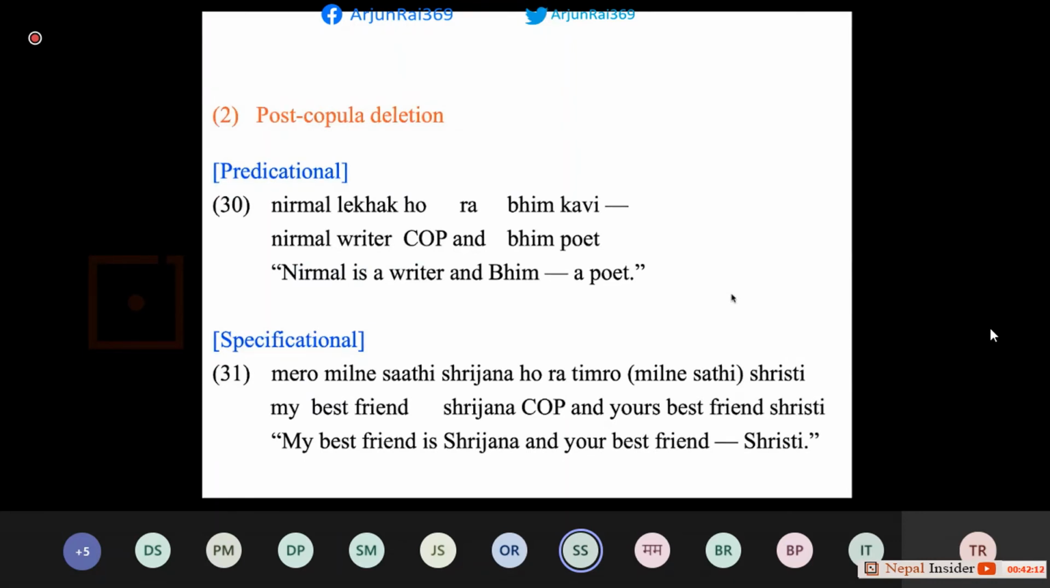Similarly, what we also found is that the post-copula cannot be deleted. Nirmal lekhak ho ra bhim kavi. This is fine. Similarly, in specificational also, the post-copula can be deleted. Nirmal lekhak ho ra bhim kavi ho. Instead of that, we can also say Nirmal kavi ho ra bhim kavi. Lekhak ho ra bhim kavi.